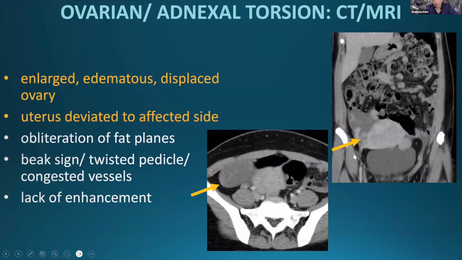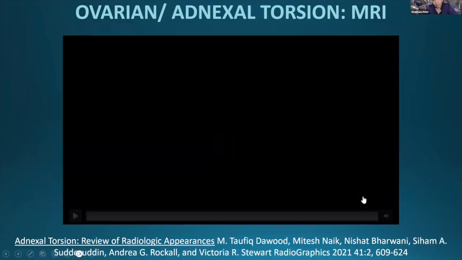So on these axial and coronal contrast enhanced images, you can see that the uterus is deviated slightly to the right of midline towards a larger right ovary, which is relatively hypoenhancing. And here, this orange arrow is actually showing you the twisted pedicle sign.